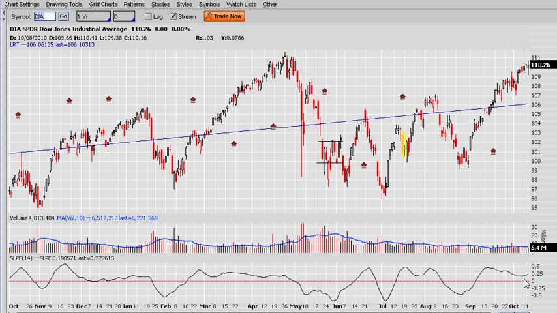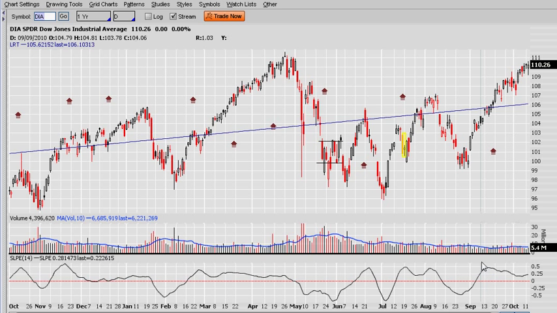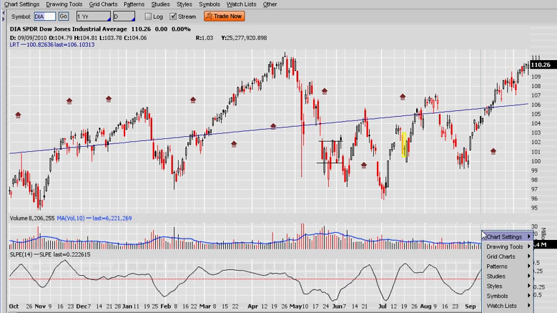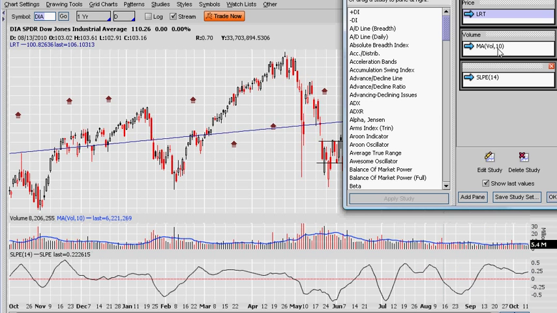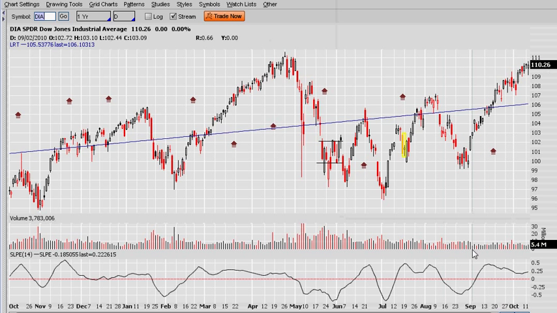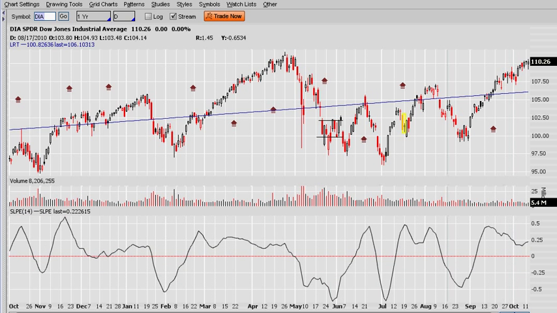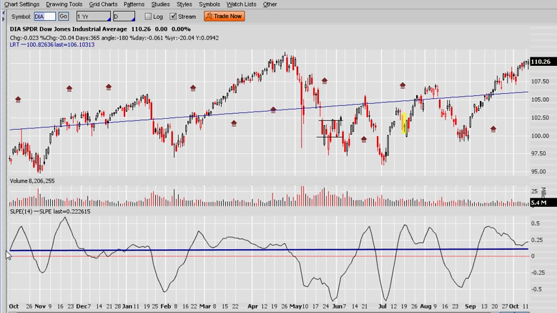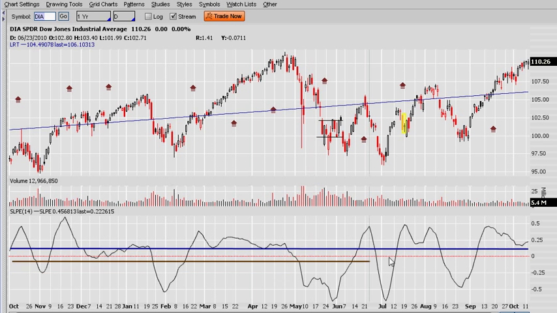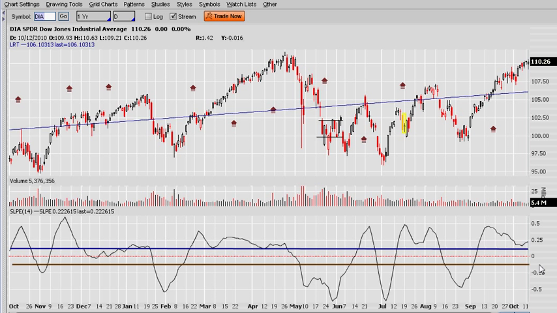Alright, so we want to buy when our linear regression slope is higher than 0.13. We want to sell when it's lower than negative 0.13. I'm going to get rid of this volume here. Okay, so I'm going to set a band right here at about 0.13. I'm going to set the second one here at negative 0.13 or thereabouts.